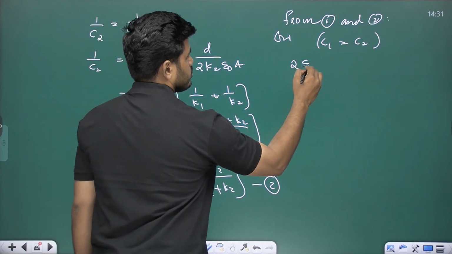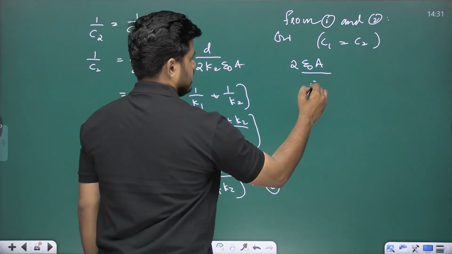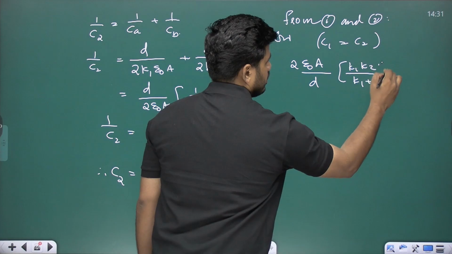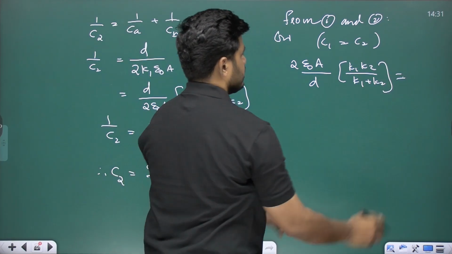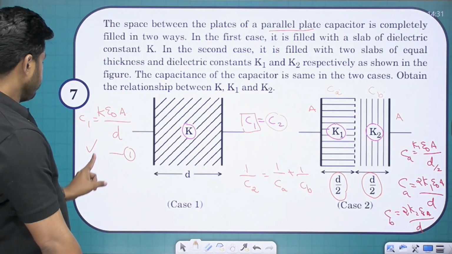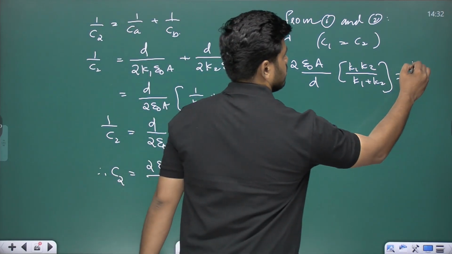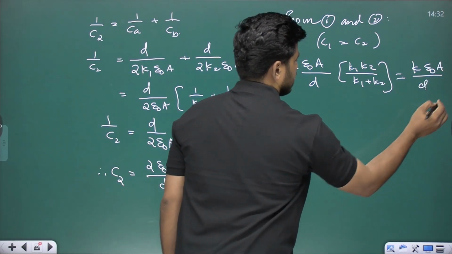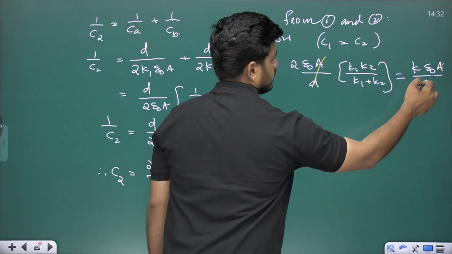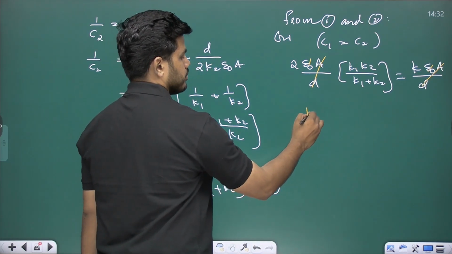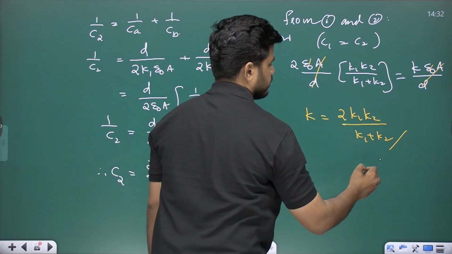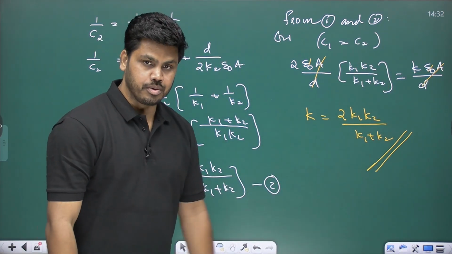So 2 epsilon 0 A divided by D into K1 K2 divided by K1 plus K2 is equal to, what was C2 we wrote. Now we have to write here C1 in the RHS. What is C1? K epsilon 0 A by D. So it is going to be K epsilon 0 A divided by D. Look at that, we can cancel epsilon 0 A by D, right? What is K? K is equal to 2 times K1 K2 divided by K1 plus K2. That's a relation connecting K, K1 and K2, okay?